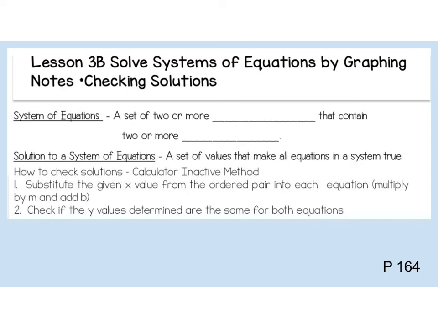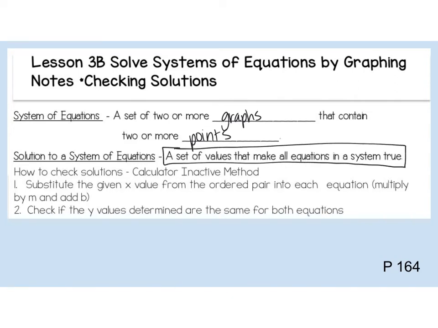So now we're going to be talking about checking our solutions to these systems of equations. A system of equations is a set of 2 or more graphs that contain 2 or more points. The solution to a system of equations is a set of values that makes all equations in a system true. And we check those solutions by substituting the x and y from the ordered pair into each equation and making sure that those y values are the same for both equations. So let's go through some examples.